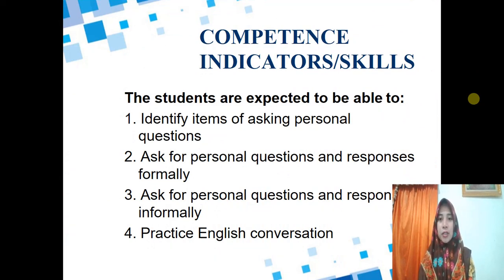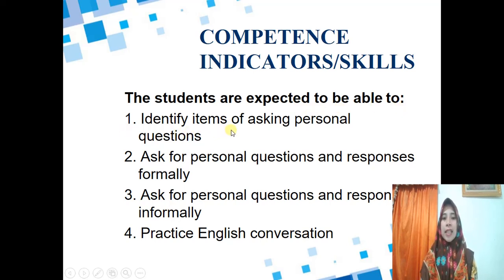Competence indicators or skills. The students are expected to be able to: number 1, identify items of asking personal questions. Number 2, ask for personal questions and responses formally. Number 3, ask for personal questions and responses informally. And number 4, practice English conversation or communicative activities.